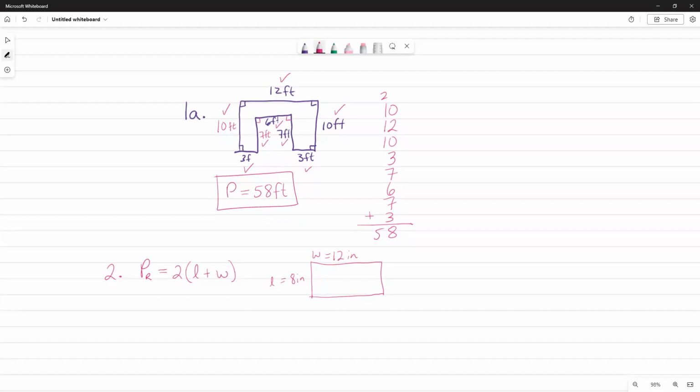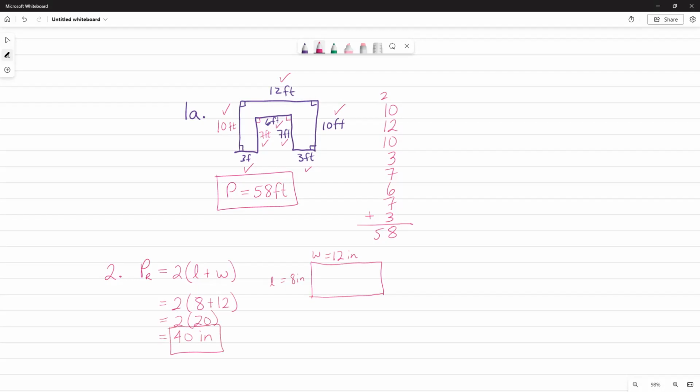So you just plug that into those variables, and we have 2 times 8 plus 12. Order of operations tells us that we solve inside the parentheses first. So 8 plus 12 is 20, so 2 times 20, which means that our perimeter is 40 inches. And that's all you're doing for number 2.